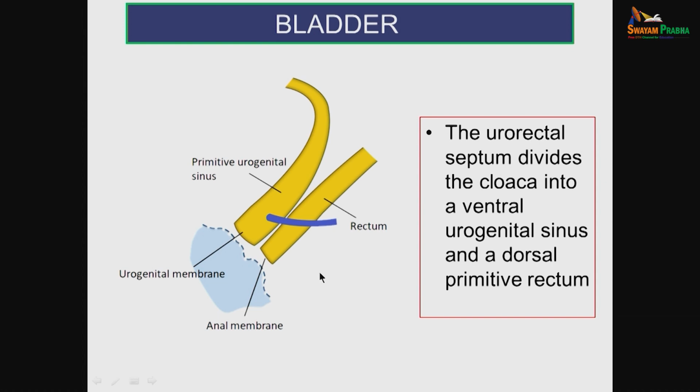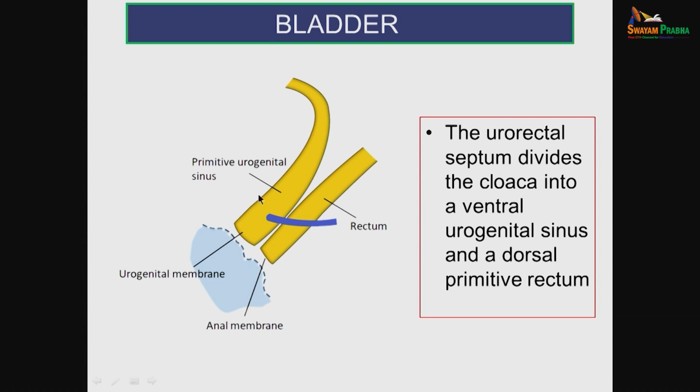We have already reviewed the development of cloaca in our initial slides. So we said cloaca was the distal part of the hindgut which was distal to the allantoic diverticulum. And we mentioned cloaca was subdivided by a urorectal septum into a ventral part which was called primitive urogenital sinus and a dorsal part which was called primitive rectum. The primitive rectum gives rise to the rectum and upper part of anal canal.